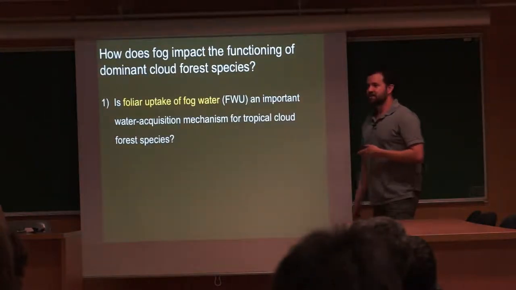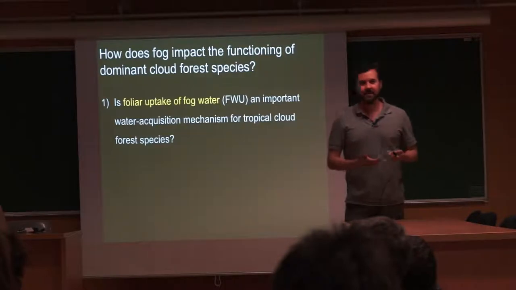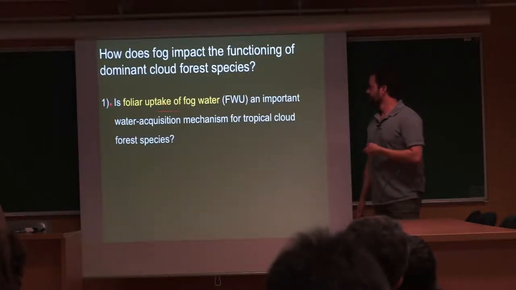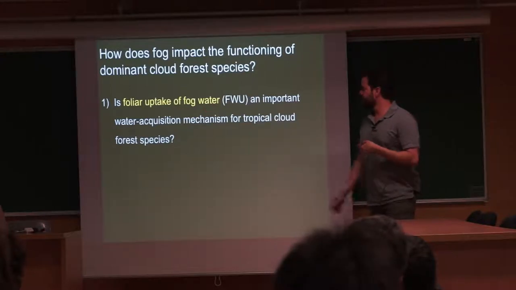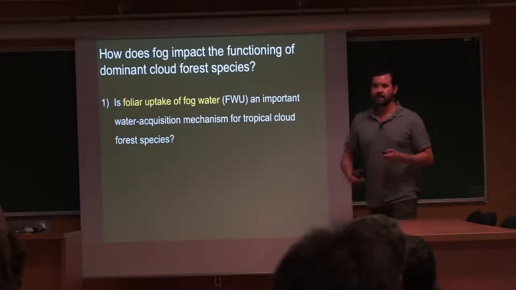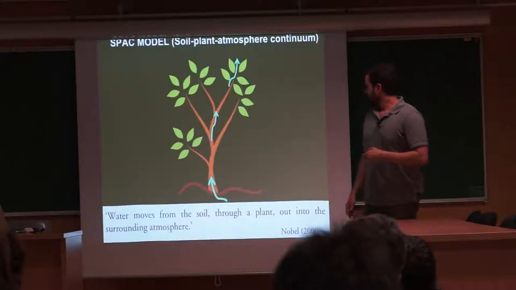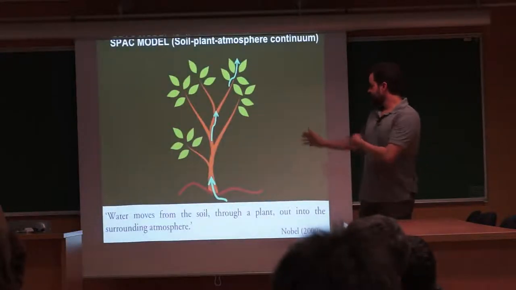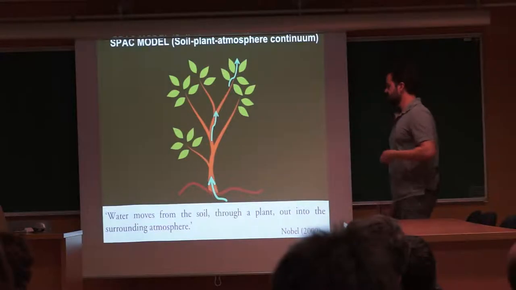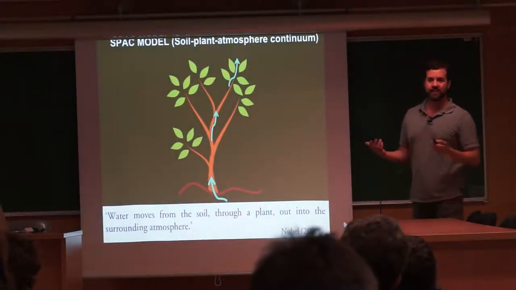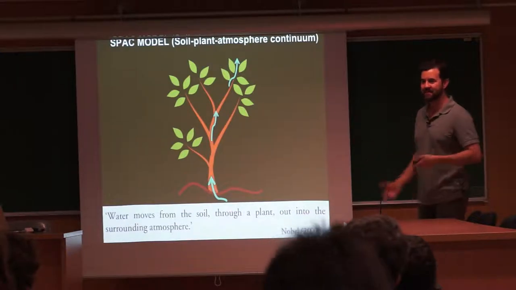Well, first we wanted to know if this process does occur for these species. Basically, we wanted to understand if foliar uptake of fog water is an important water acquisition mechanism for these plants. And well, this is just a very simplified scheme of how a tree moves water, how we usually learn how a tree moves water.